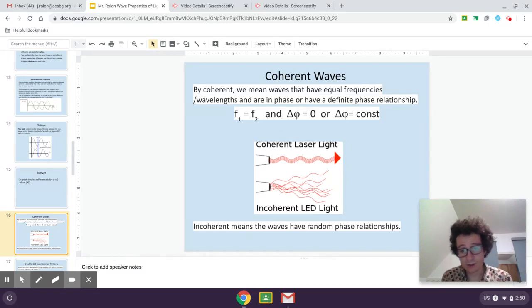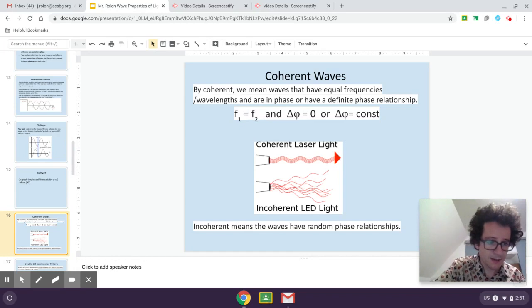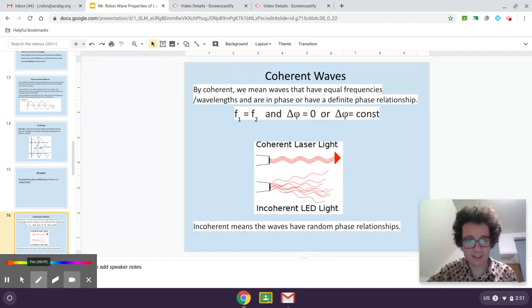And well, the other concept was coherent waves. What is a coherent wave? By coherent, it means that we have waves with equal frequencies and wavelengths, and that they are in phase or have a definite phase relationship. They have constant phase. That means we have practically the same kind of waves, and the relation between them will not change in time.